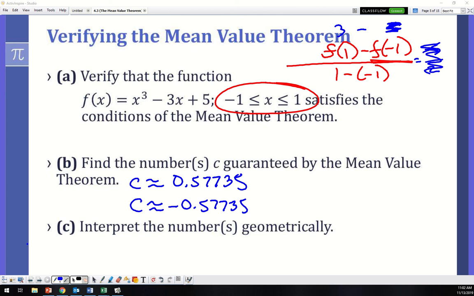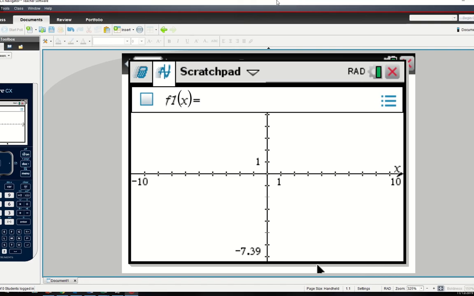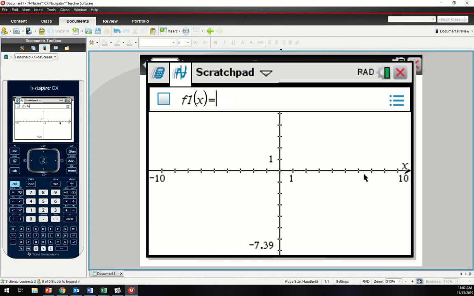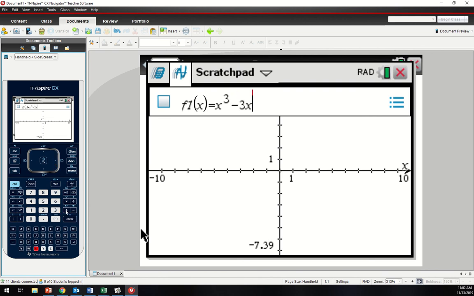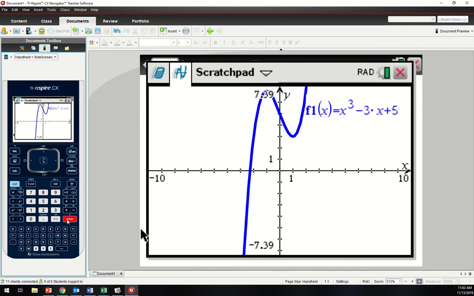Okay, so let's go ahead and graph this, please, to show it geometrically so we could actually see what it's supposed to look like. And what is my interval of this graph supposed to be? Negative 1 to 1. So I'm going to pull up my graph. So it is my function, which is going to be x cubed minus 3x plus 5. Enter. Okay, so let's go ahead and take a look. I only want the values from -1 to 1.